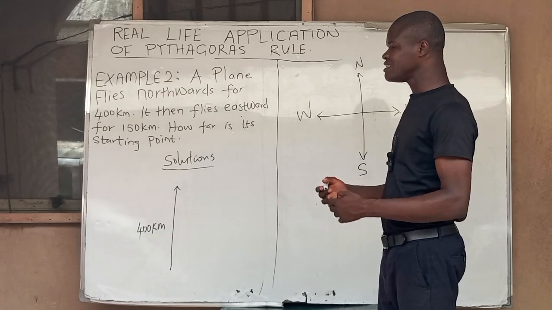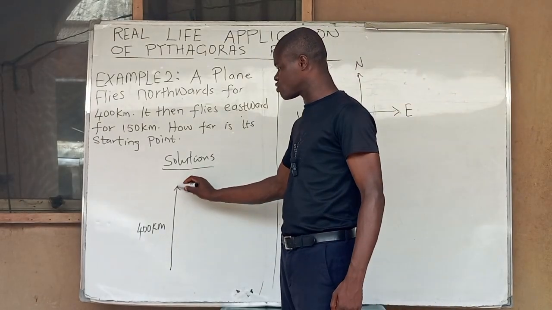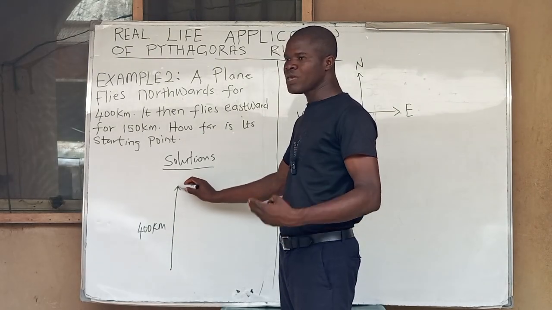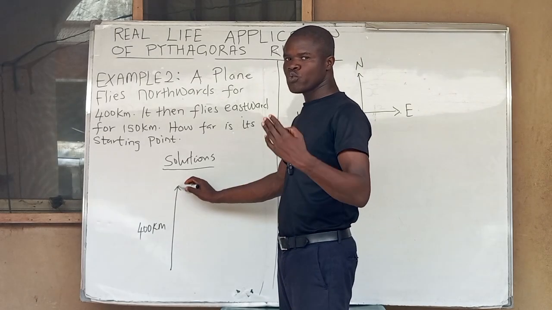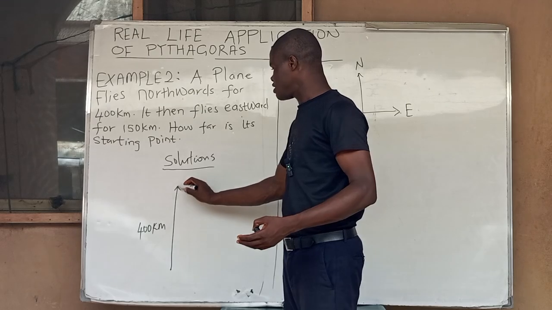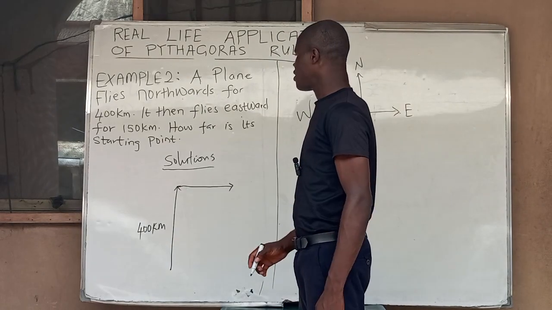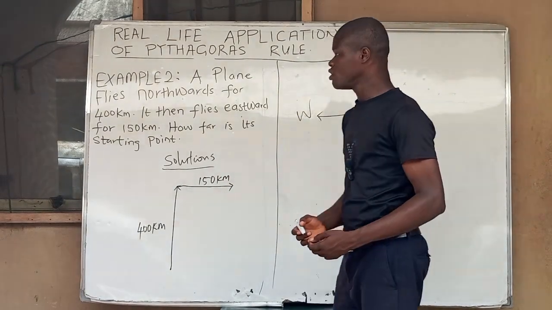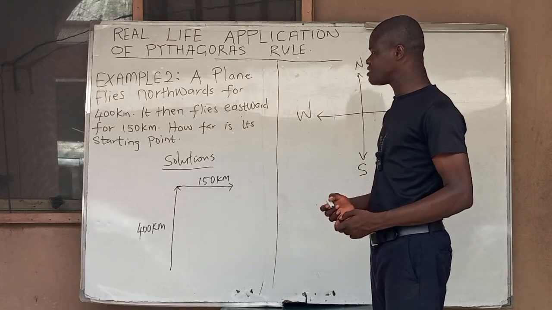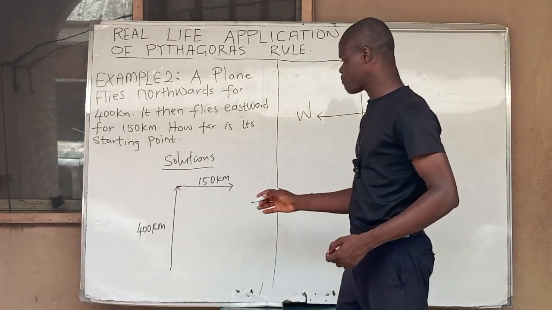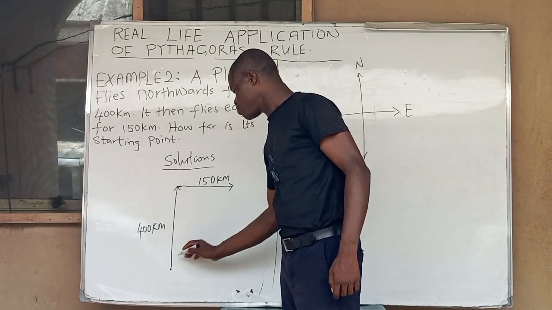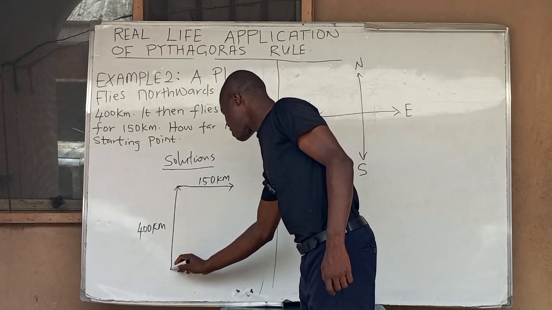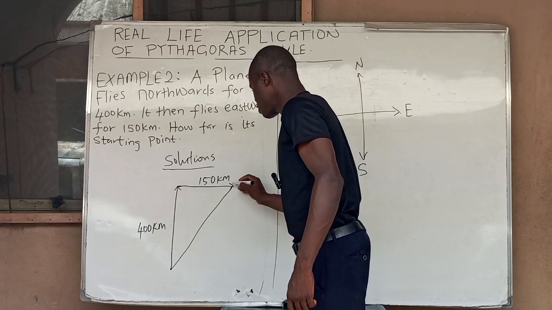It then flies eastward. Okay, so this is where it was at the end of the 400-kilometer movement. Then which direction is your east? East is this direction, 450 kilometers. Okay, so the question is asking how far is it from its starting point? Of course, this was where it started from, and this is where it is currently. So the question is asking what is the distance from here to here.